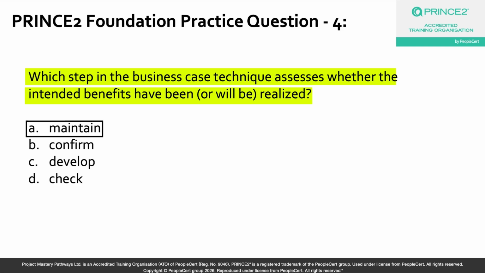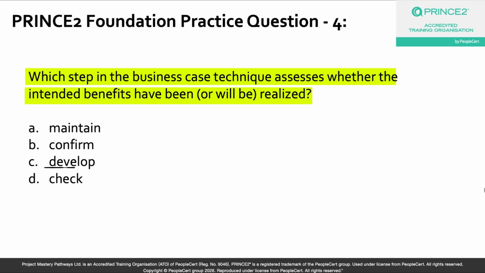Develop, check, maintain, and confirm. So each step has a very specific role in the life cycle of the business case, and the exam loves to test whether you can clearly distinguish between them. Okay. However, please note that the key phrase for this question here is assesses whether the intended benefits have been or will be realized. Okay. And that wording is giving out a lot of what you need to know to select the right answer choice. So let's go through the options one by one.